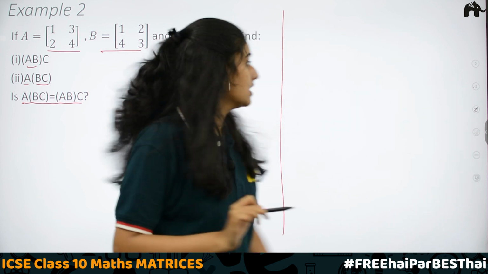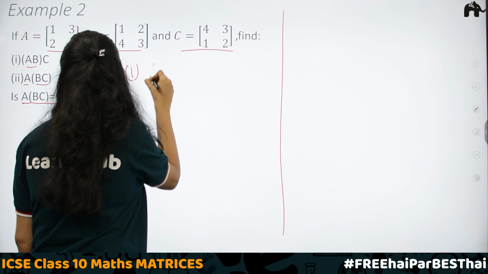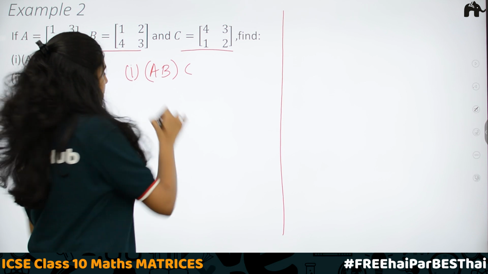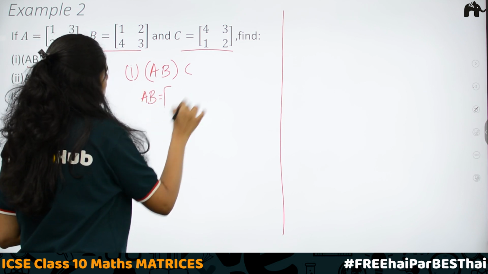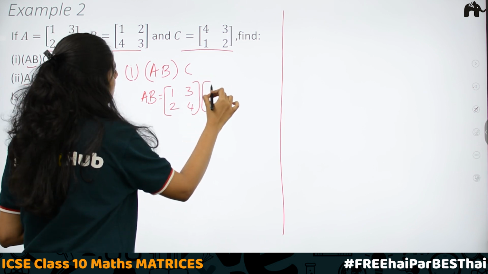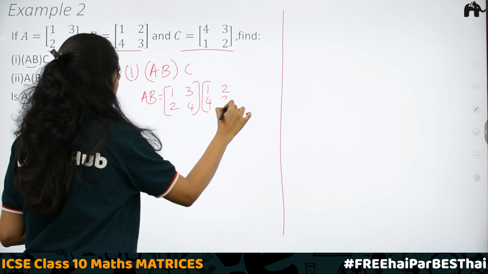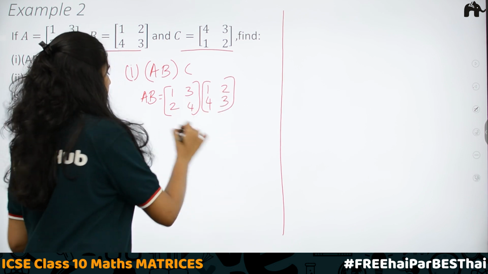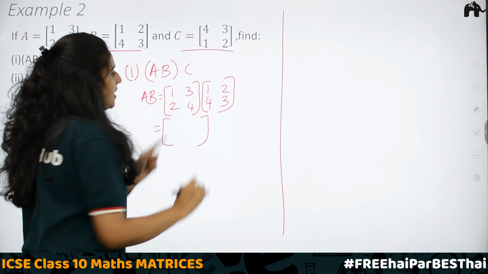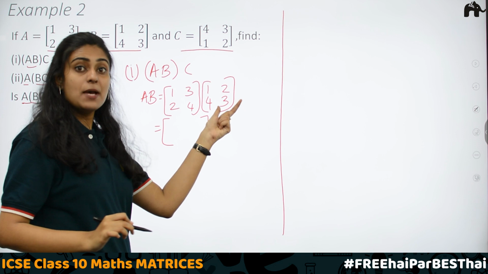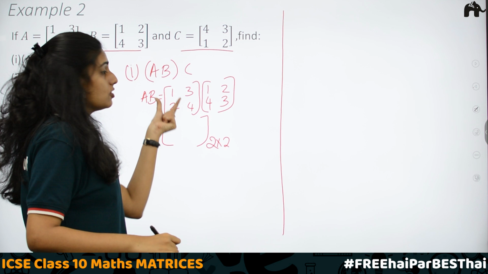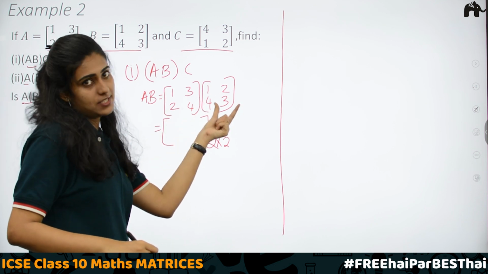First, we have to find AB into C. Let's find what AB is. AB is equal to matrix A 1, 3, 2, 4 into 1, 2, 4, 3. Perform the multiplication. Now we are experts, right? Yes. This is a 2 by 2 matrix. This is a 2 by 2 matrix. We can perform the matrix multiplication. And the product matrix will also be a 2 by 2 matrix. Number of rows in the first matrix by number of columns in the second matrix.